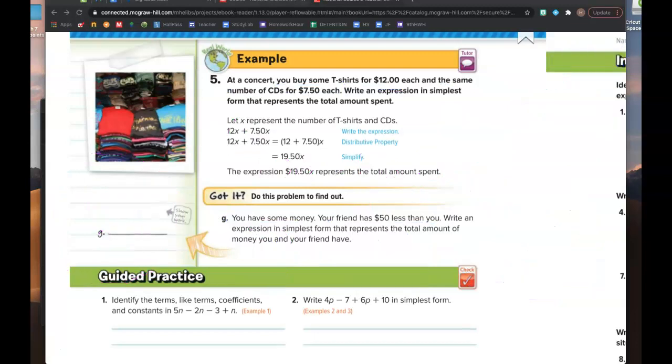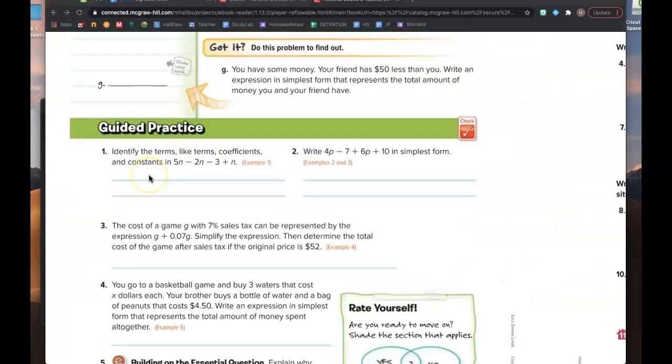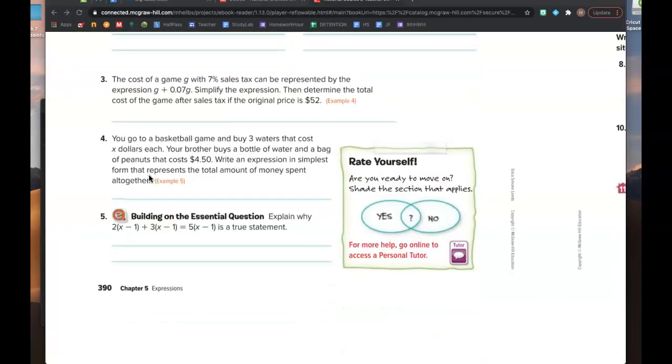Okay, I would like you to do number 3 and 4. Stand quietly when you're done. Okay, so they give you the expression in number 3. It's G plus 7/100 G.